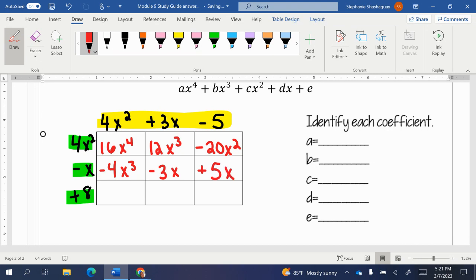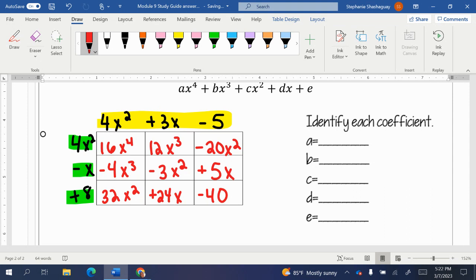Positive 8 times a positive 4 is going to be 32x squared. 8 times 3 will become a positive 24x. And I just noticed I forgot the squared there. And 8 times negative 5 is going to become a negative 40.